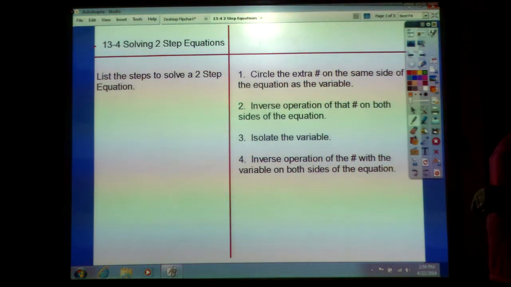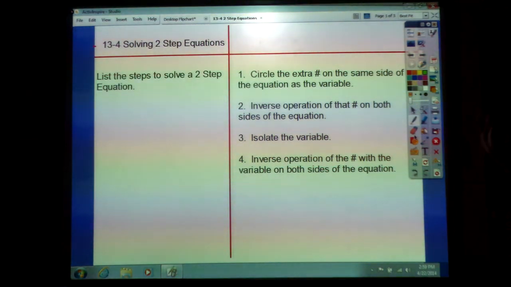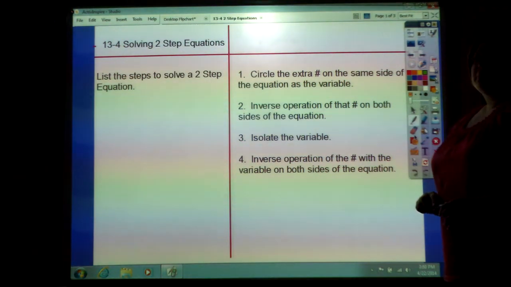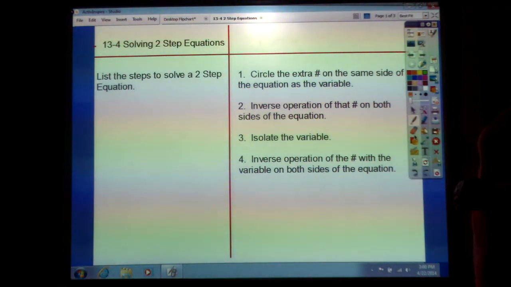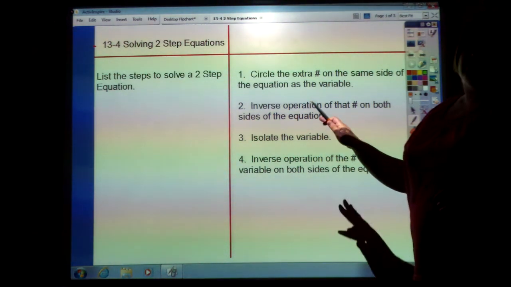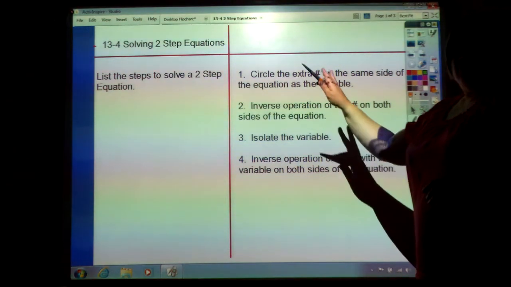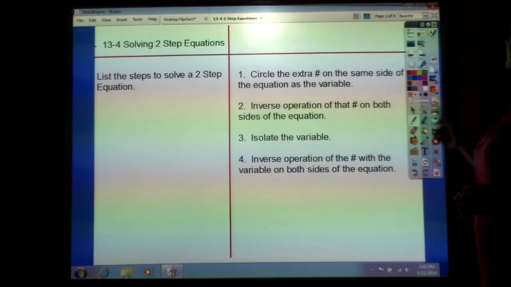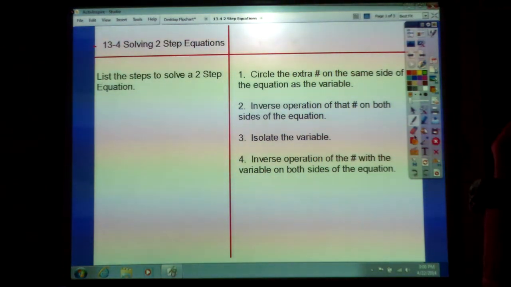So our first step is to circle the extra number on the same side of the equation as the variable. You're still going to split that equation in half and circle that extra number that's on the same side of the equation as the variable. Second step is the inverse operation, or that opposite operation of the number on both sides of the equation. So you're going to do that calculation to get rid of the extra number so that you're left with just the variable with that number on one side and then another number on the other.